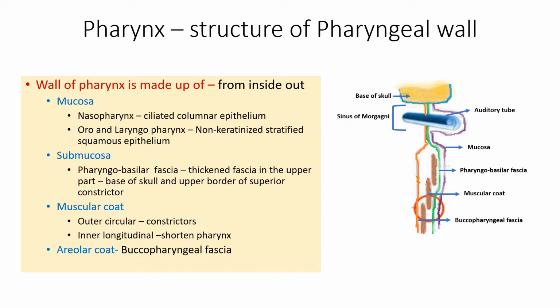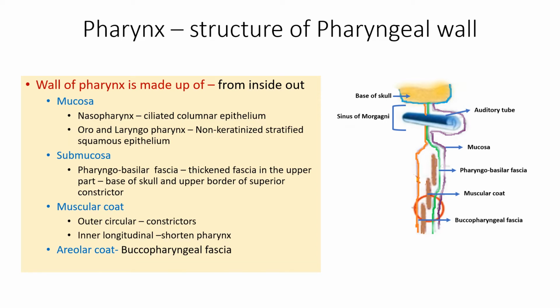If you take the mucosa of the pharynx, it differs in the nasopharynx from that of the oropharynx and laryngopharynx. In the oropharynx and laryngopharynx, the mucosa consists of non-keratinized stratified squamous epithelium, whereas in the nasopharynx, it is ciliated columnar epithelium, and the mucosa presents numerous mucosal glands. The mucous membrane of the pharynx is continuous with that of the Eustachian tube, nasal cavities, mouth, larynx and esophagus.